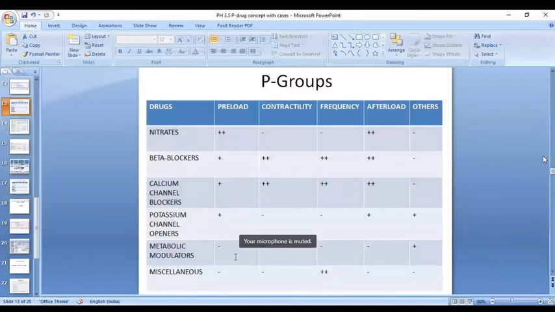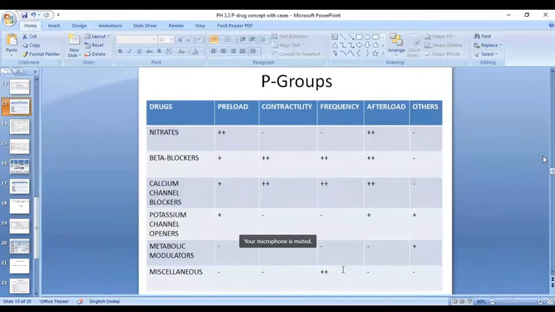Then we have certain metabolic modulators. They are acting through fatty acid metabolism inhibition and all that. So their primary work is that. So usually they are used as add-on therapies. There could be certain other drugs like ranolazine and all, which are decreasing the contractility of the heart also. So they are miscellaneous drugs.